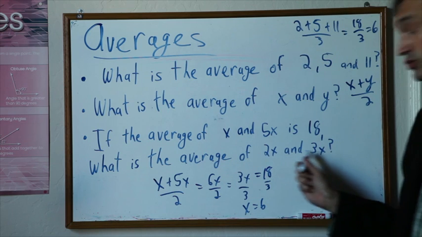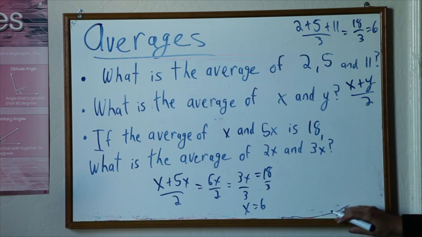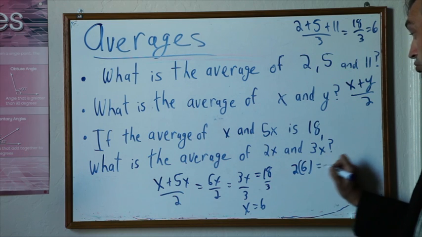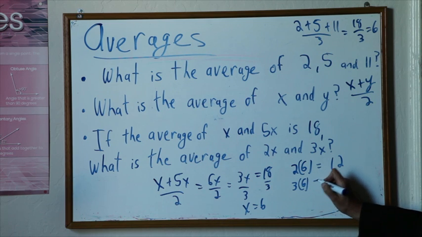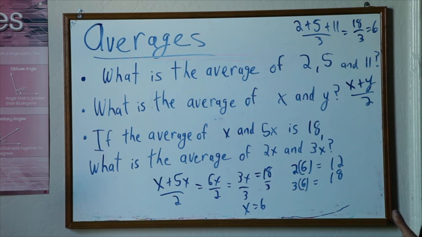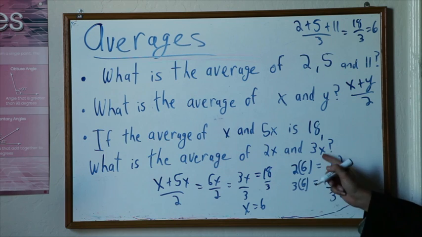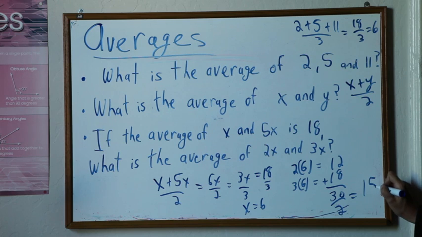Finally, let's look at the question. What is the average of 2x and 3x? Now that I know x, I can fill that back in. 2x would be 2 times 6, or 12. 3x would be 3 times 6, or 18. And I could find the average of those two quantities by summing those values. 12 plus 18 is 30. And dividing by the 2 terms, the answer would be 15.